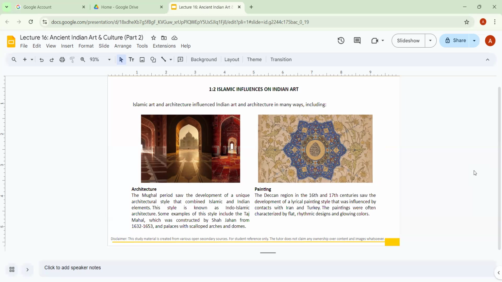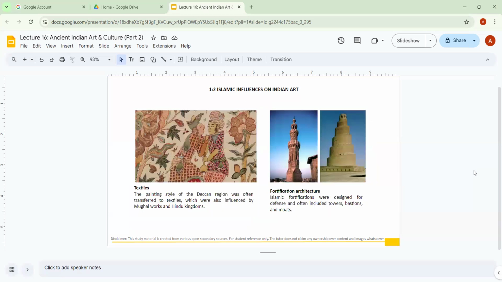The painting styles that developed during this era had a lyrical design that was influenced by contacts with Iran and Turkey. The textiles. The painting style of the Deccan region was often transferred to textiles, which were also influenced by Mughal works with Hindu kingdoms. The fortification architecture.